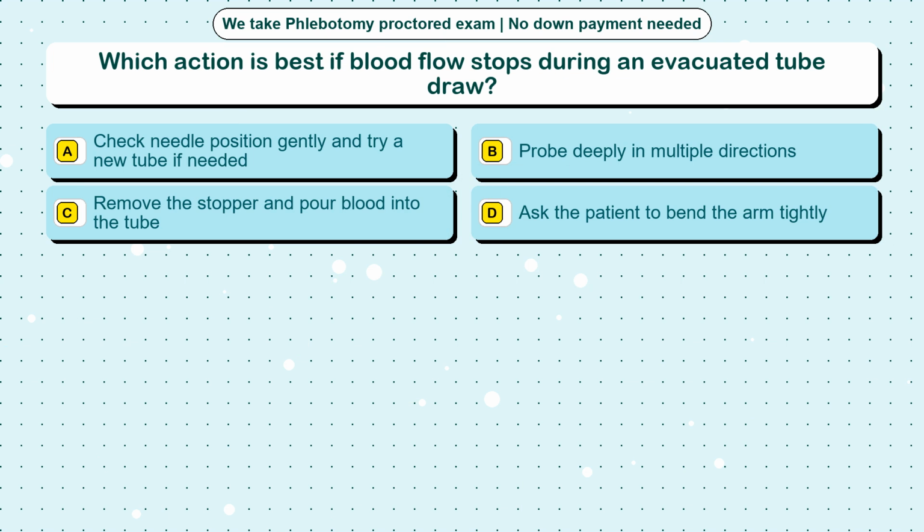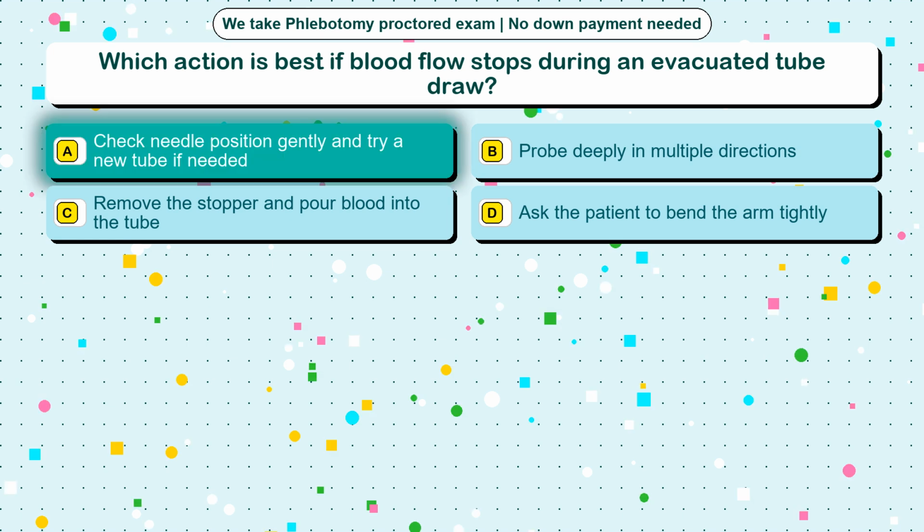Question 4. Which action is best if blood flow stops during an evacuated tube draw? Option A. Check needle position gently and try a new tube if needed. Option B. Probe deeply in multiple directions. Option C. Remove the stopper and pour blood into the tube. Option D. Ask the patient to bend the arm tightly.